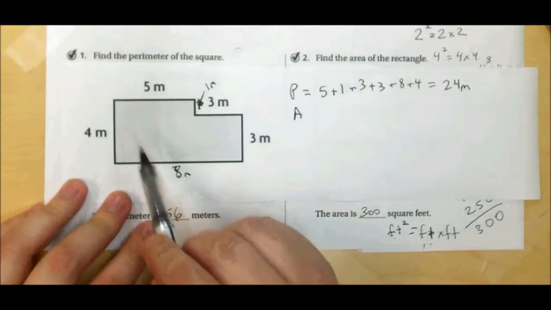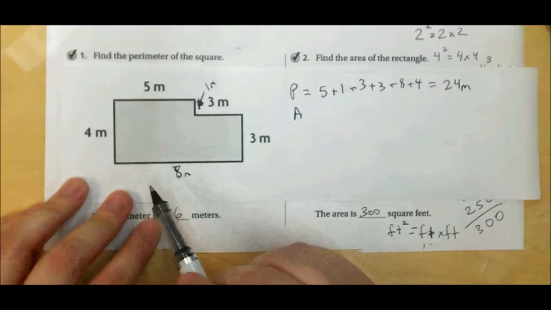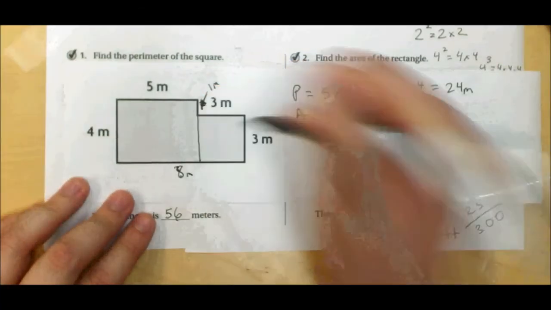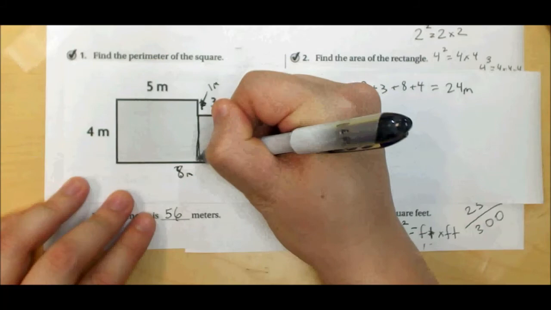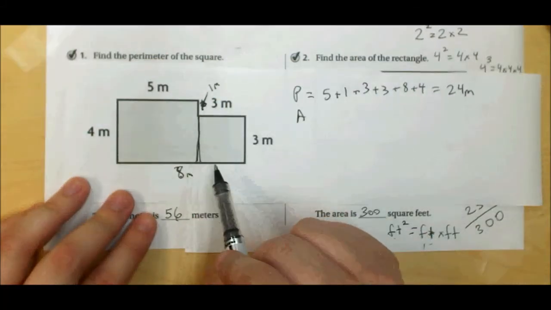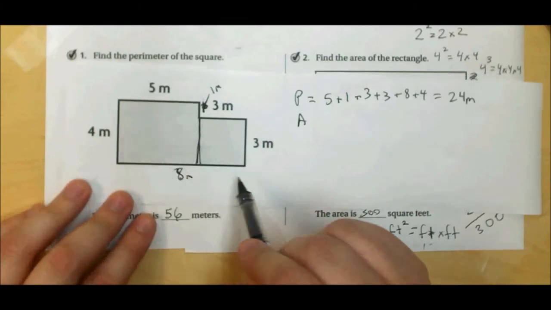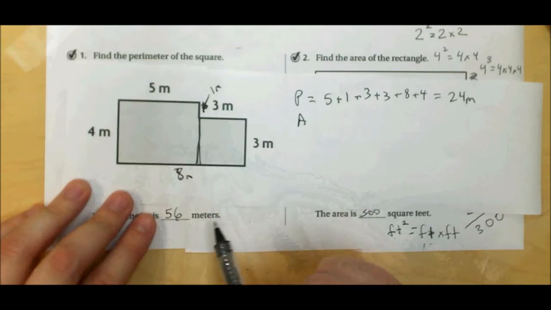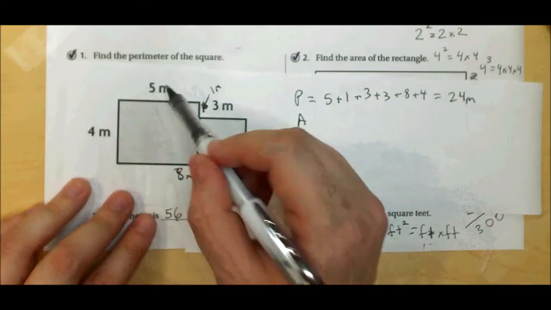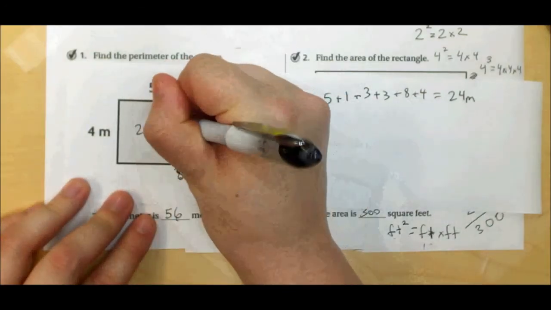You can't just multiply the width times length because this is not a rectangle. But you can make it into 2 rectangles, or 1 square and a rectangle. Basically, a shape that has 4 sides. Now I can easily calculate this area and this area as well. So this gives me length times width, 4 meters times 5 meters, which is 20. Since it's meters times meters, it's meters squared.